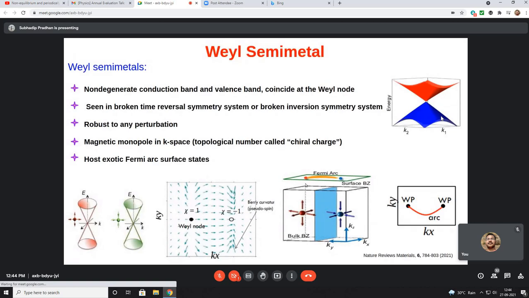So just connecting this chiral edge state between these two Weyl nodes in the surface Brillouin zone, you can also get a Fermi arc type of surface state for the Weyl node. For the top surface, you can get this type of Fermi arc. For the bottom surface, you can get this type of Fermi arc. So in Weyl semimetals, they also show exotic Fermi arc surface states.